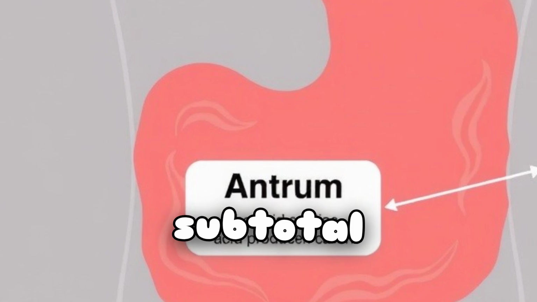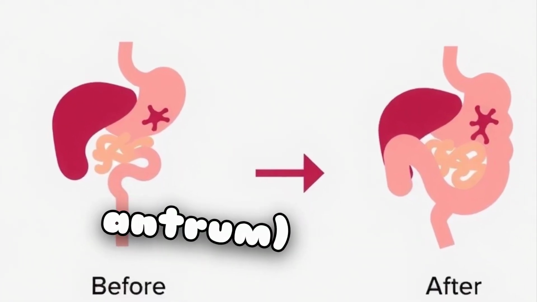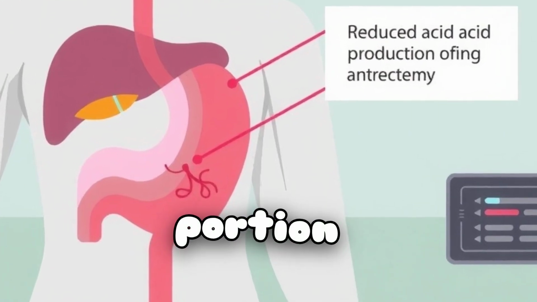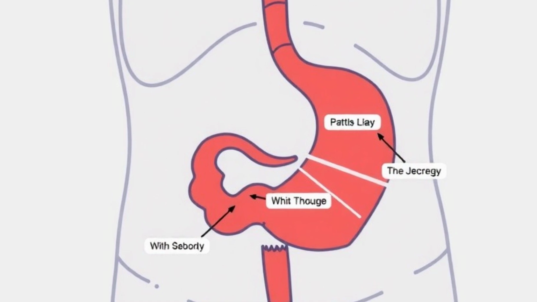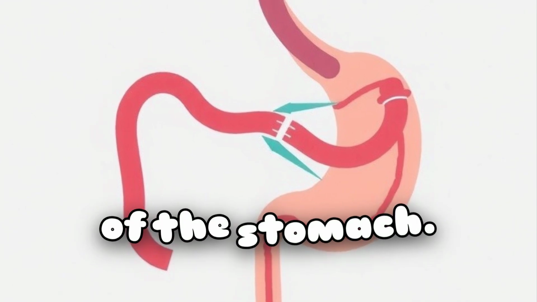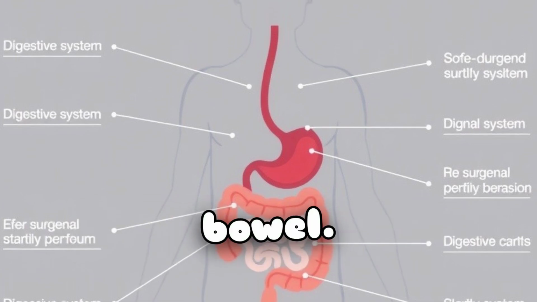Antrectomy, subtotal gastrectomy. The lower half of the stomach, antrum, makes most of the acid. Removing this portion, antrectomy, decreases acid production. Subtotal gastrectomy removes two-thirds of the stomach. The remainder must be reattached to the rest of the bowel.